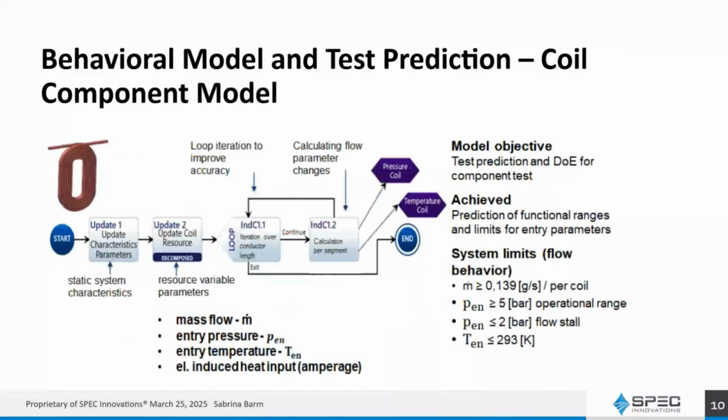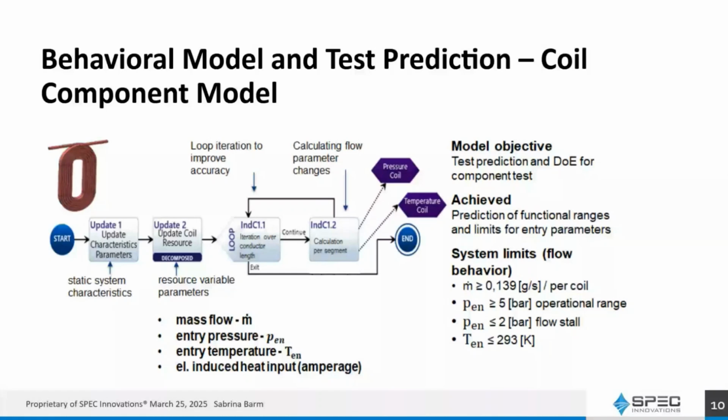Our behavioral model we're looking at now is the model of a singular component, the main component of the cooling system, which is the coil, the hollow conductor coil. And our objective for that model, what questions does this model have to answer, is to see what are the functional ranges of our system and where does the system not work? What are the limits for the entry parameters I run the system with?